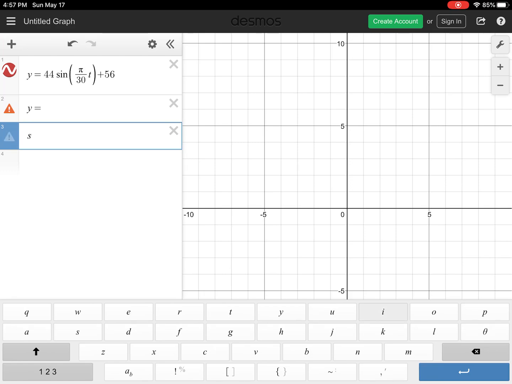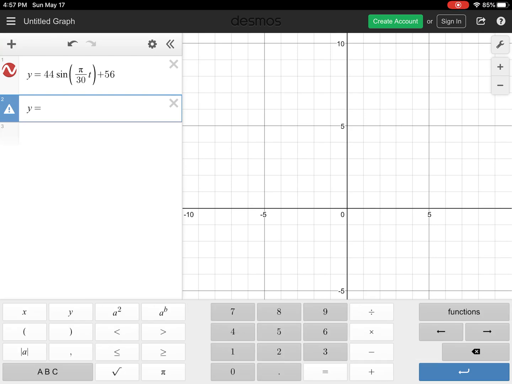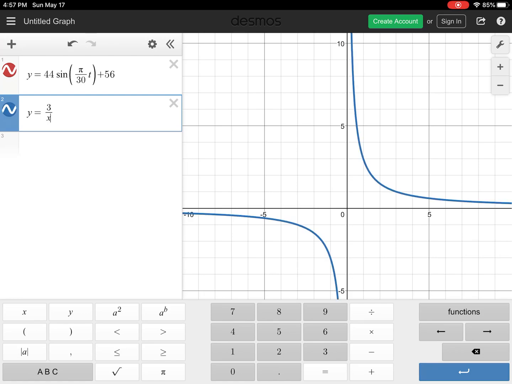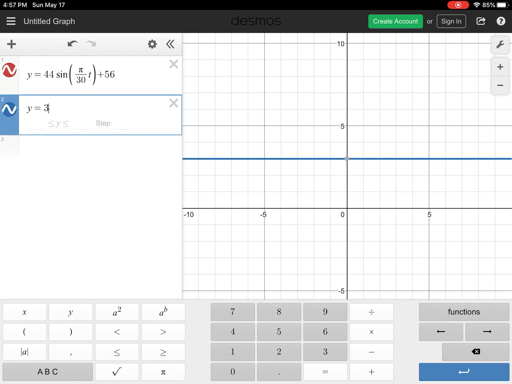When you want a sine function, if you go to ABC, you can just type in sin, and then it knows you're talking about sine. You can use parentheses to add things in the middle there. And then everything else, when you do division, it automatically puts it into a fraction. So like 3 divided by x, it puts it into a fraction for you.